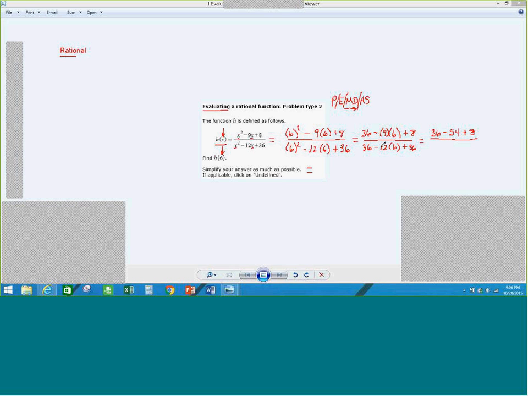All right, and then here we have 12 times 6. Negative 12 times 6 is a negative 72. So we should get 36 minus 72.